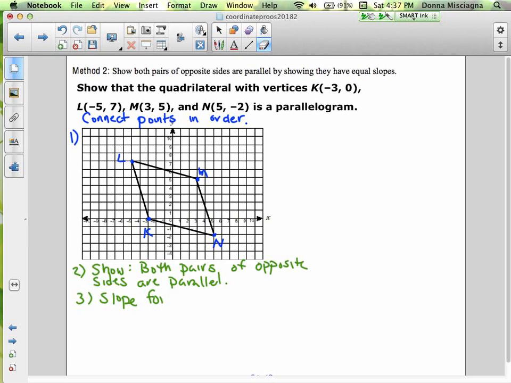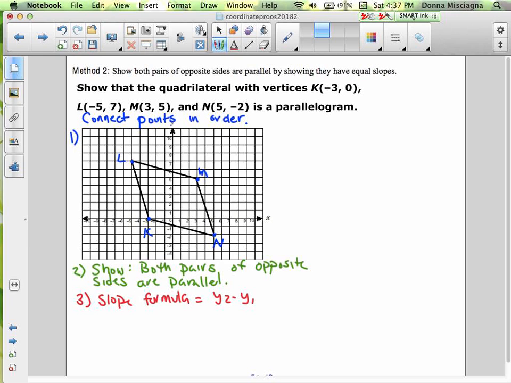I'm trying to switch colors each time just to make it stand out each step. Slope formula. And the slope formula, we take the difference in the y coordinates divided by the difference in the x coordinates. Step number 4, we have our work. So we need to find all 4 slopes.